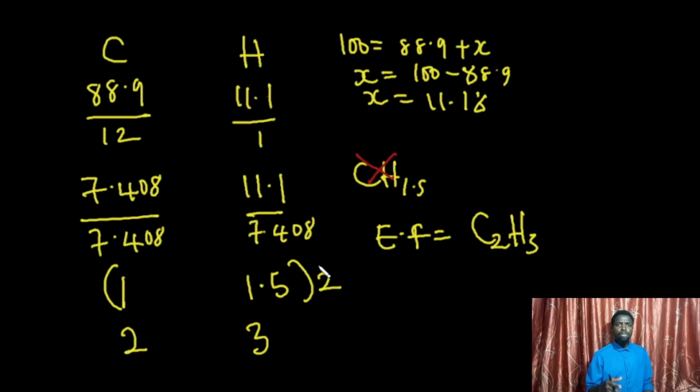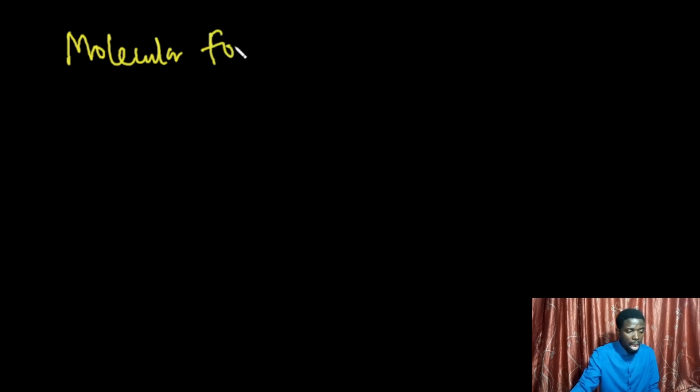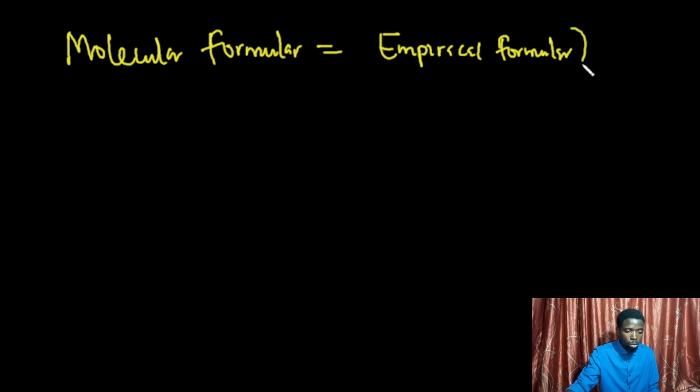Now, every molecular formula is derived from the empirical formula by this relation represented. So whenever you want to derive a molecular formula from an empirical formula, you simply relate it by this. You write molecular formula equals empirical formula multiplied by n. And the question is, what is n?